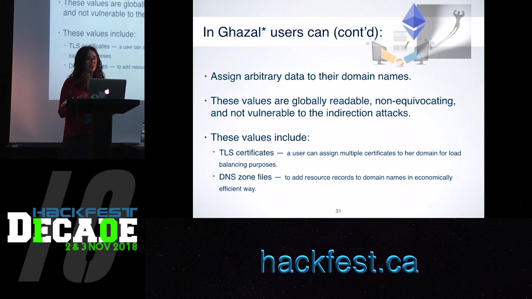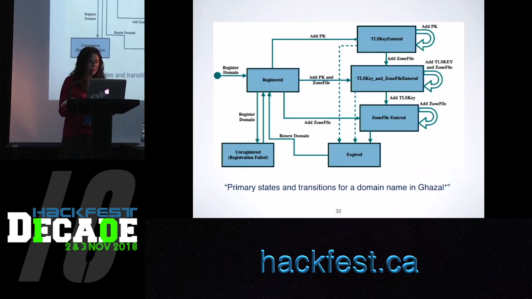But because storing a lot of data on the Ethereum blockchain is not economically efficient, they would add it on a server somewhere, and they provide a hash of that file on the blockchain for further file verification. And here are the primary states and transitions for a domain name. So you can see the domain name has these different states. That's because we want different functions to be executed when domain names are in different specific states.